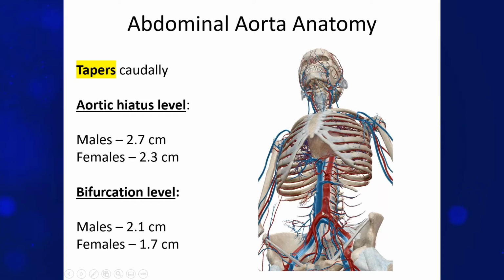As it progresses down towards the umbilicus, at the level of the umbilicus, it divides into the left and right common iliac arteries. And you can see here that the diameter at the bifurcation level is much less as compared to the aortic hiatus level, which was 2.7 in males and 2.3 in females, and at the bifurcation for males it's 2.1 and 1.7.